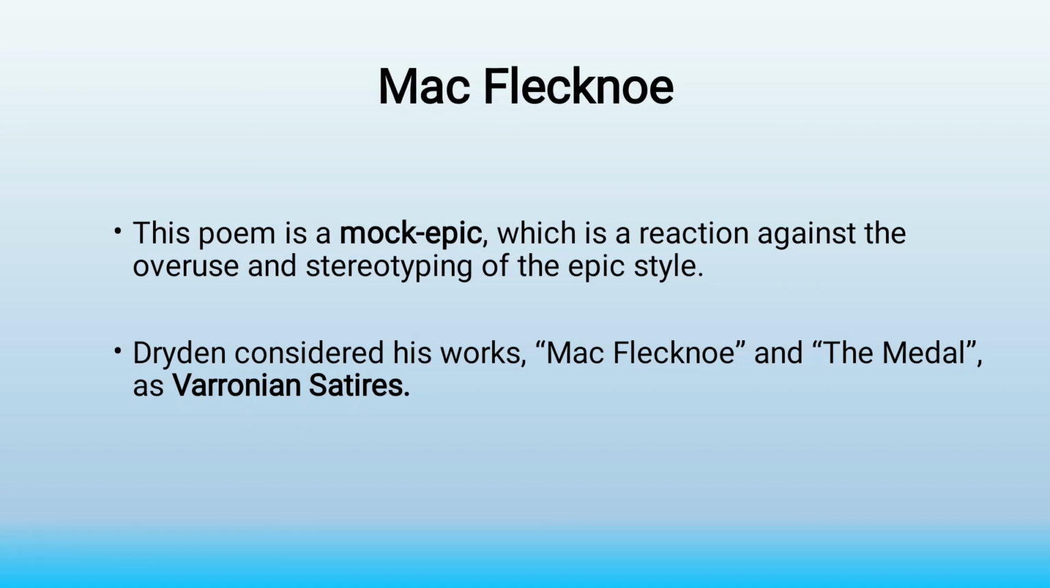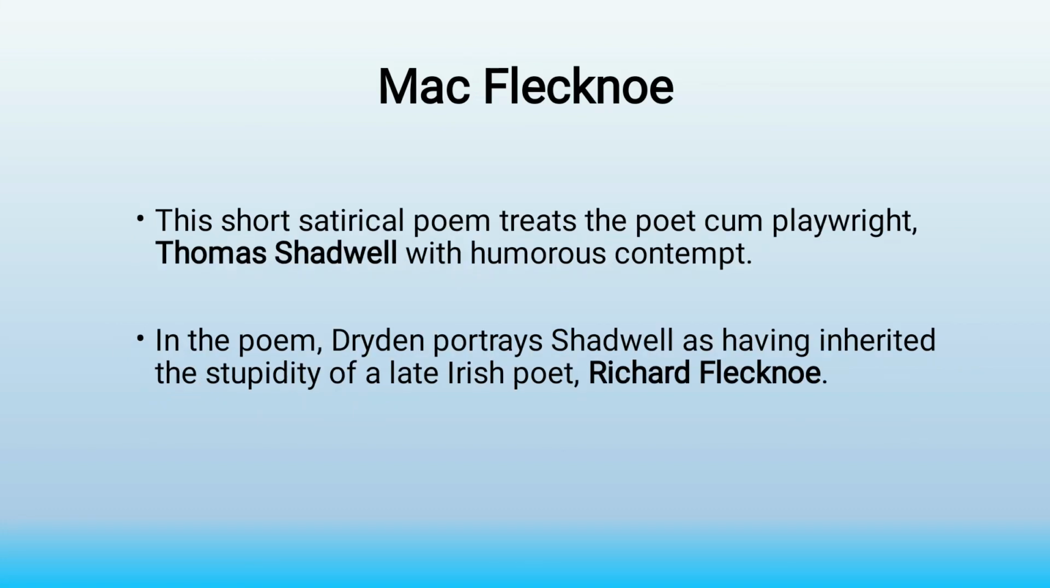John Dryden considered his works Flecknoe and The Medal, both satirical works, to be Varronian satires. That is what John Dryden says. Flecknoe is a short satirical poem that treats the poet and playwright Thomas Shadwell with humorous contempt. This poem criticizes the poet Shadwell. In this poem, Dryden portrays Shadwell as having inherited the stupidity of a late Irish poet, Richard Flecknoe.